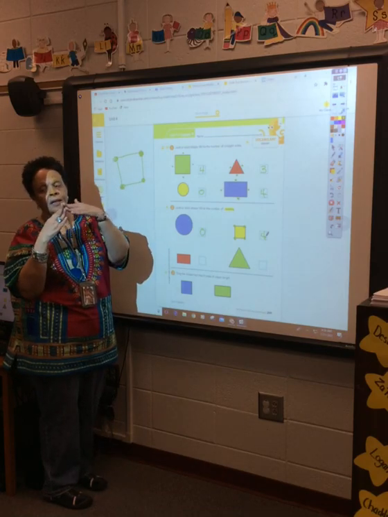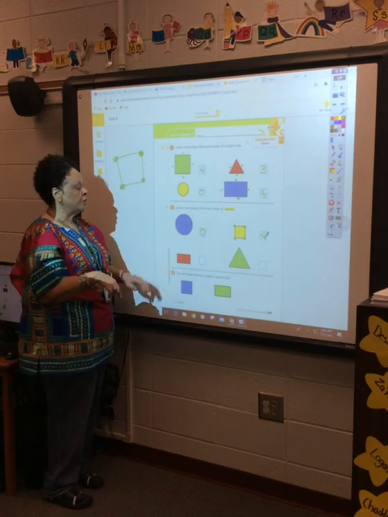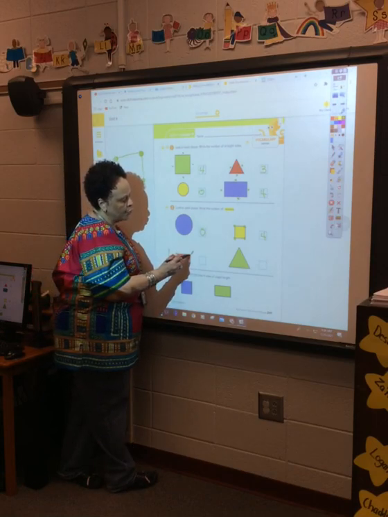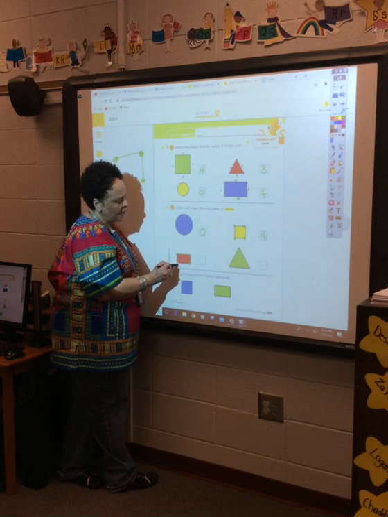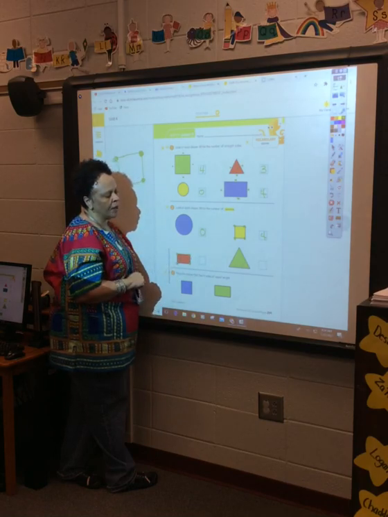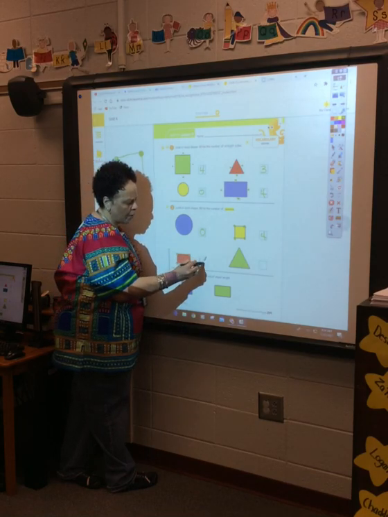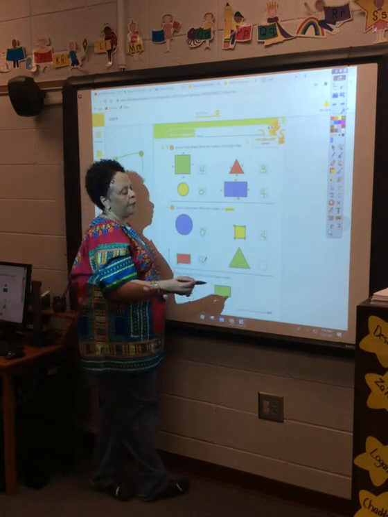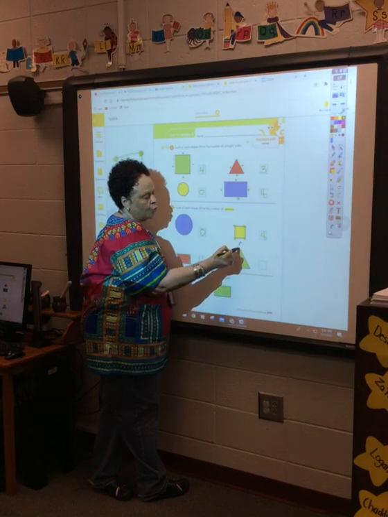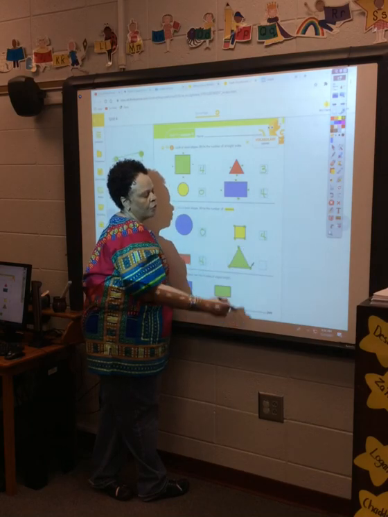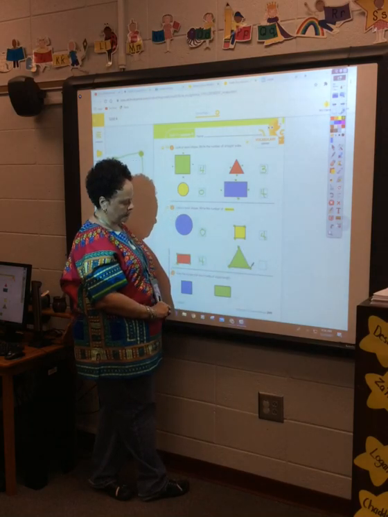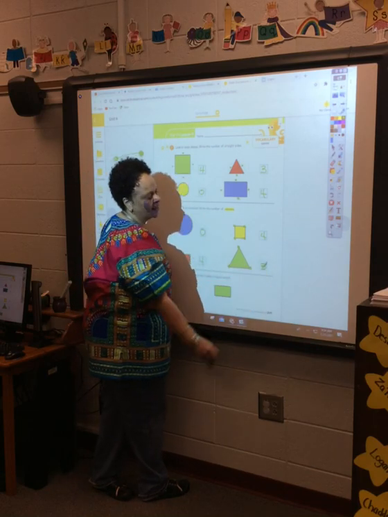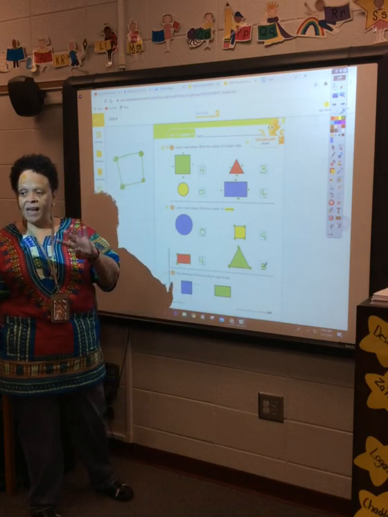Let's hop on down to this red triangle. Don't forget, a corner is where the sides meet. So let's put a dot on each corner. Let's count. 1, 2, 3, 4. So how many corners on a rectangle? 4. And let's do this green triangle. Let's do it. 1, 2, 3. So how many corners on a triangle? 3. So have you noticed that the corners and the sides are the same number?